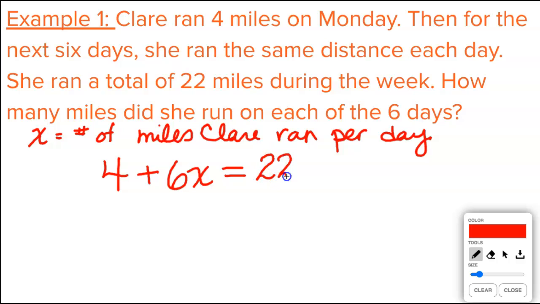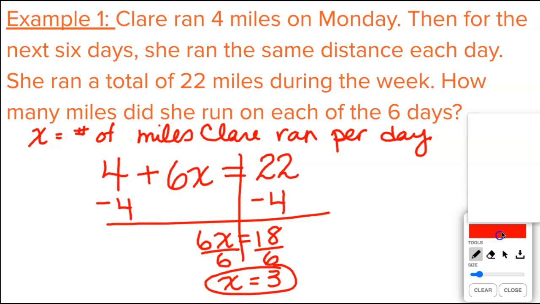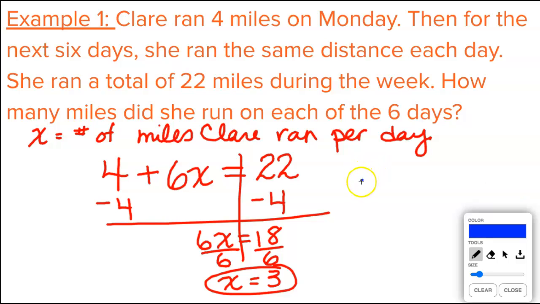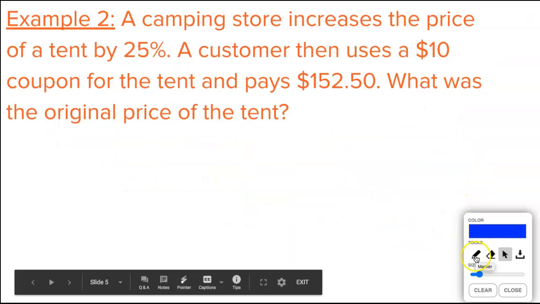Okay, I'm going to go ahead and solve this by doing the same thing to both sides. Once you have your solution, we know that x equals 3. You want to answer this in words. So what does that x equals 3 mean? Since x is the number of miles that Claire ran per day, this means Claire ran 3 miles per day. And I might actually write that as Claire ran 3 miles per day, and I'm going to circle that answer because it represents my solution.